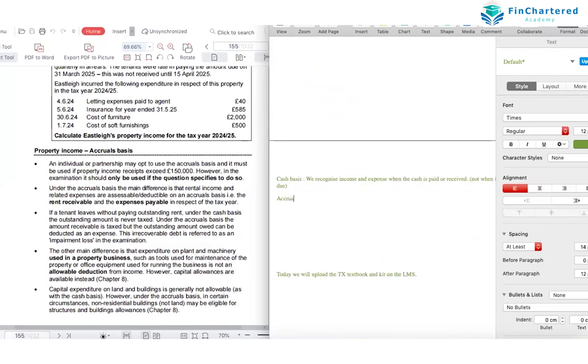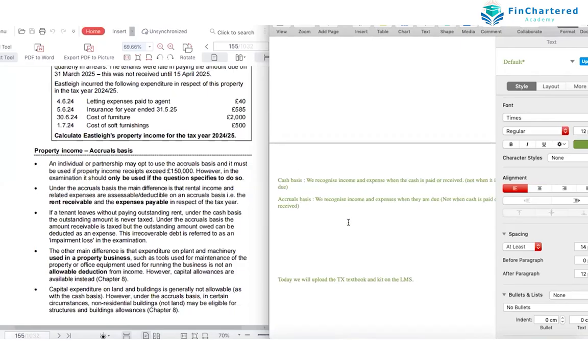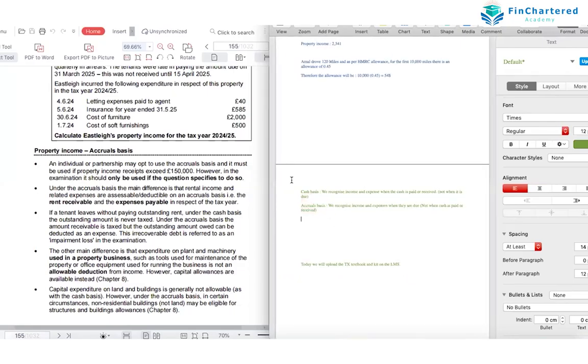But in the accruals basis, what will we do? You recognize income and expenses when they are due, not when cash is paid or received. It's the opposite. Okay, so I hope this is clear about what accruals basis is. It's just the opposite of the cash basis.